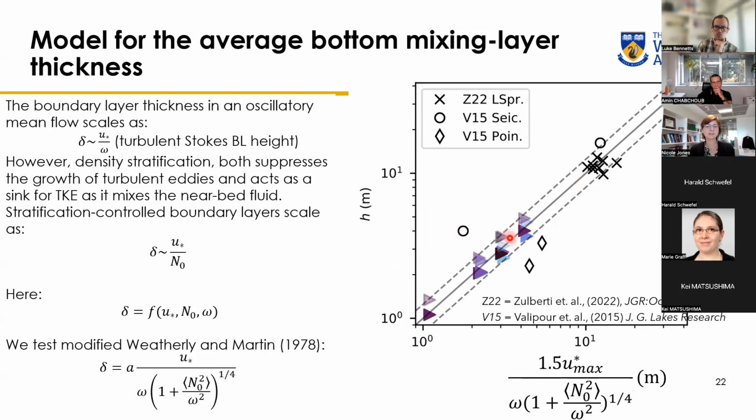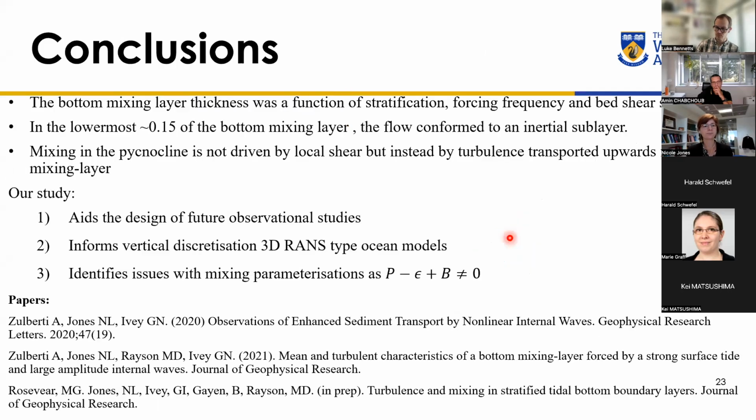And so this is very useful because it means then we can say, well, if we want to discretize our ocean circulation model appropriately so that we capture this bottom mixed layer and the pycnocline above it, then we can use this model, or if we wanted to take more field observations, we can use this model to make sure we're getting the right resolution in the way that our instruments are set up.